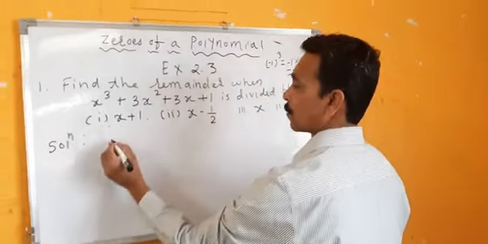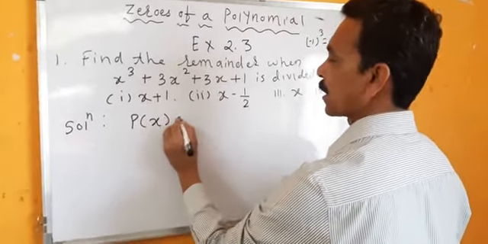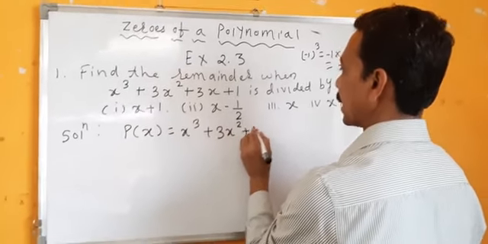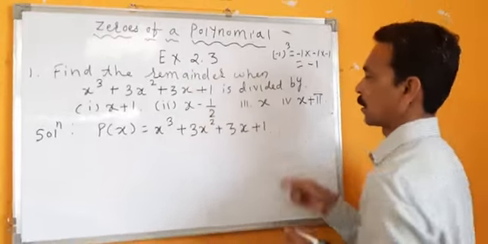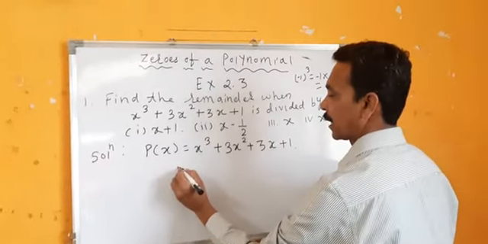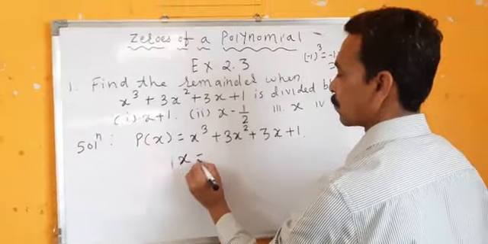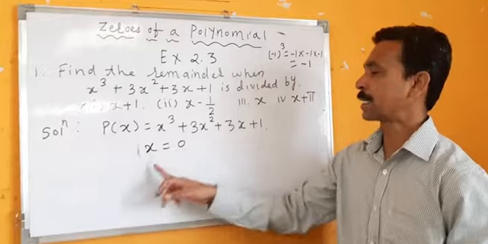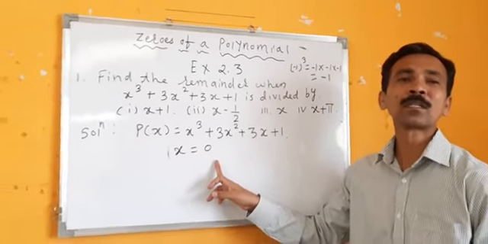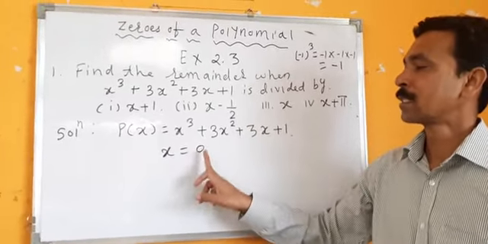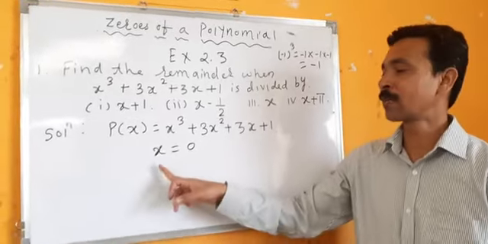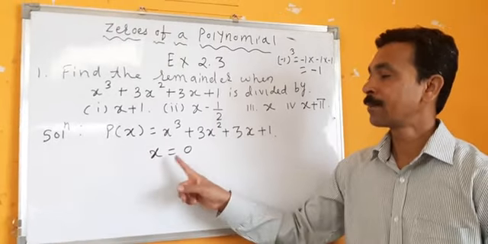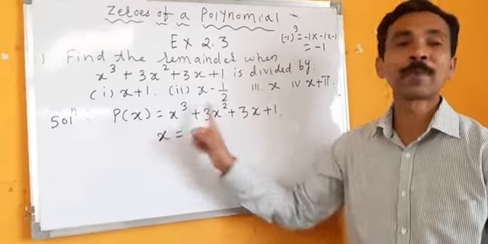Third bit. But what is P of x? P of x is equal to, again I am writing, x cube plus 3x square plus 3x plus 1. The third bit is x. But we know we have to take it as equal to 0 because here is only a single term. So x, and on the right hand side we always take 0. So here the value of x is 0. Straight away we have to put the value x is equal to 0 in P of x.